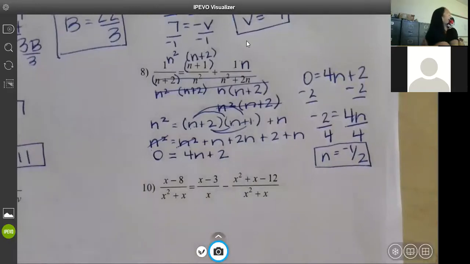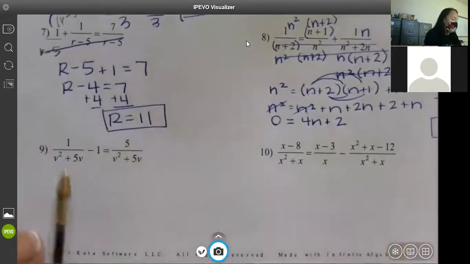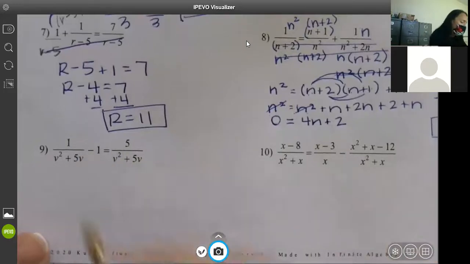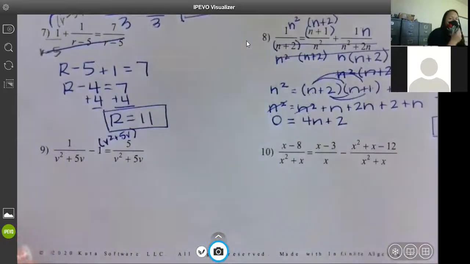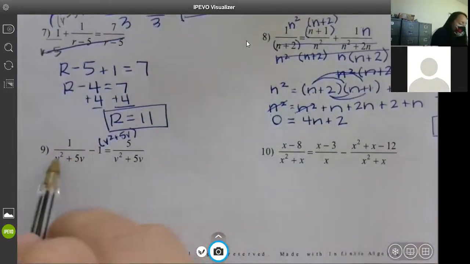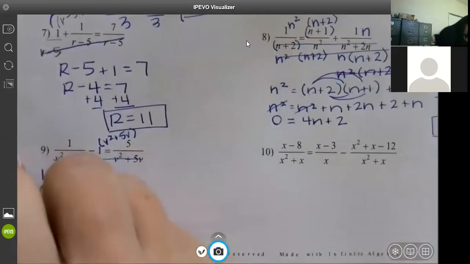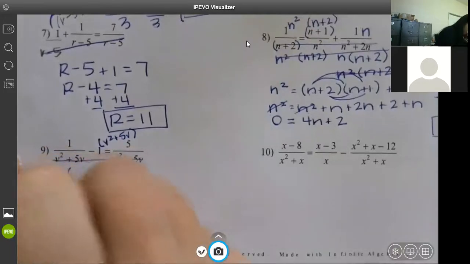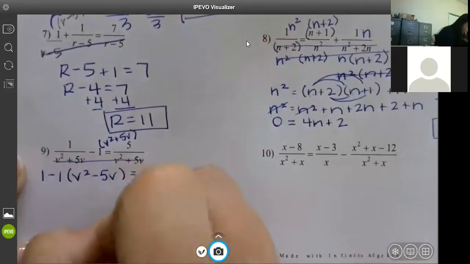So number 8 was one of the harder ones, just because it's set up weird. Okay. Look at number 9. You can already see your common denominator. Both of these are the same. So this 1 needs the v squared plus 5v. Then your denominators are gone. Rewrite it. 1 minus 1 times v squared minus 5v equals 5.